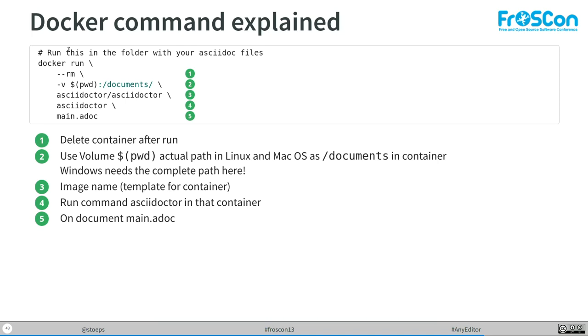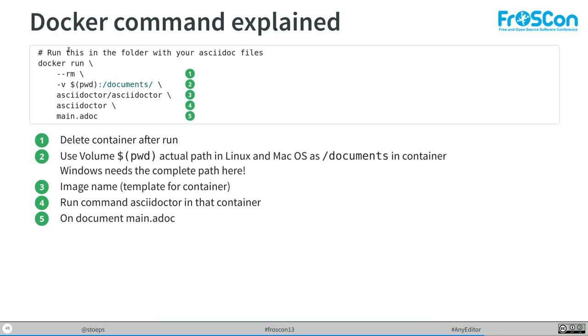Minus v is a volume, so we use $pwd, so the actual folder I'm in when I start that program is mapped internally in the container to /documents. And /documents is what Asciidoc will later use for the conversion. The callout 3 is just the container name, the Docker image name. And 4 and 5 is the command which will run in the Docker container. So we will run here asciidoc main.adoc, and it will generate a document main.html.